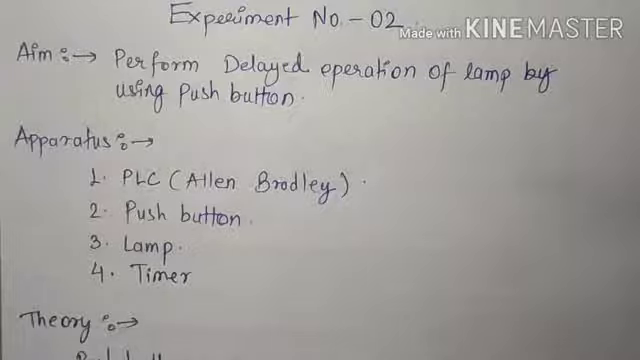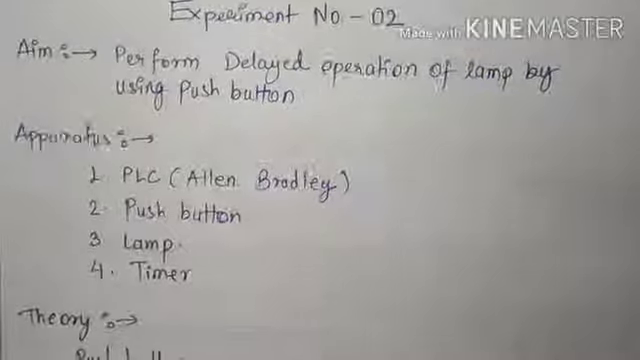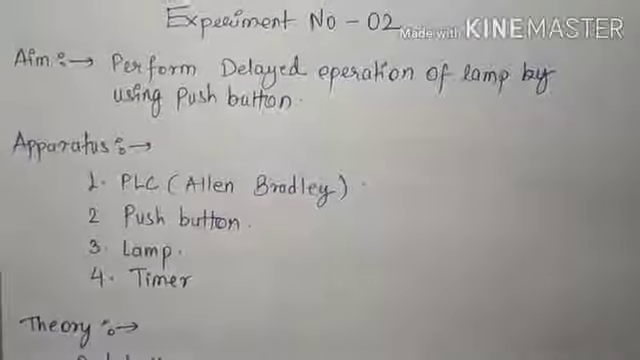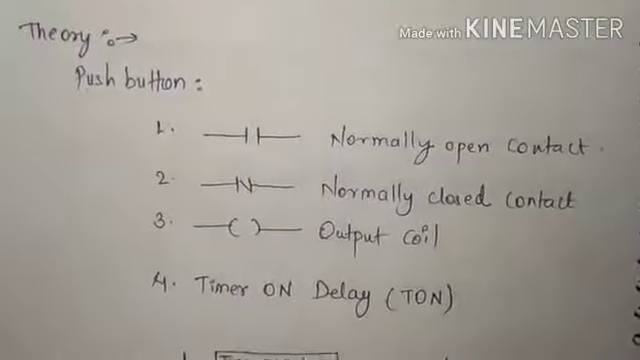For this purpose we need this apparatus. First one is the PLC, the main PLC which will control. It is of Allen Bradley company. Then the second one, the important one, is the push button, which is needed for the operation of the lamp. Then the third one is the lamp itself, and the fourth one is the timer through which we are going to delay the operation. Now we will look at the theory part.